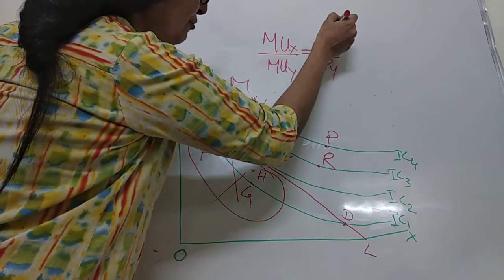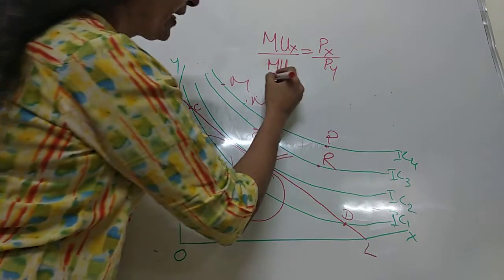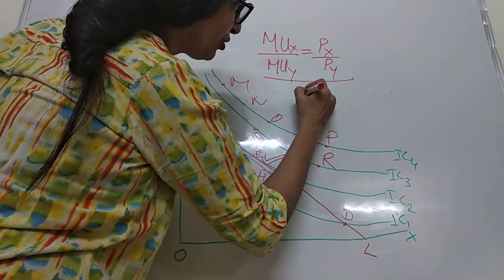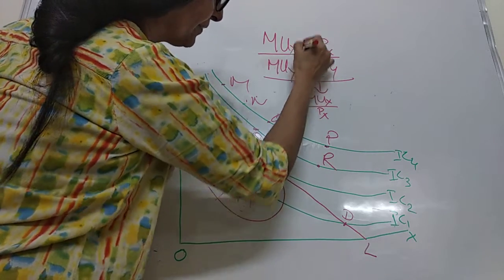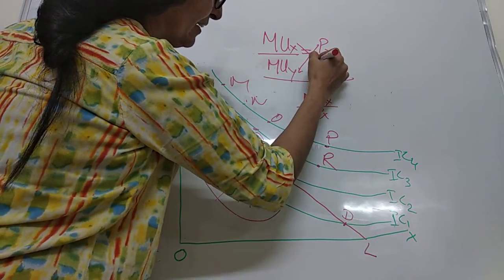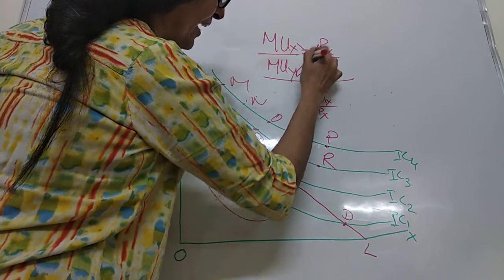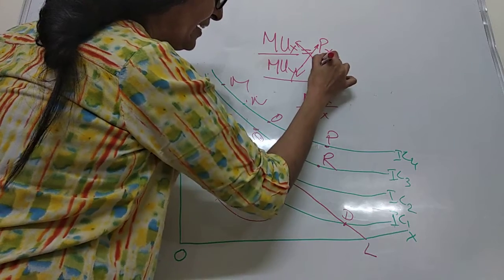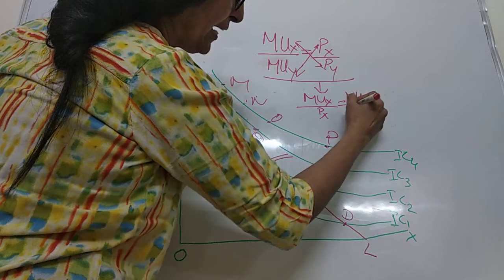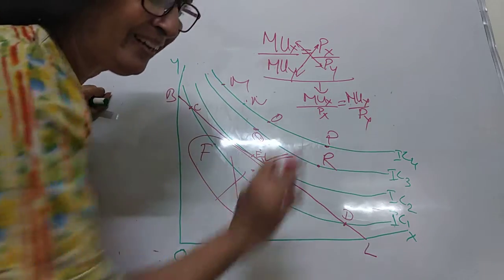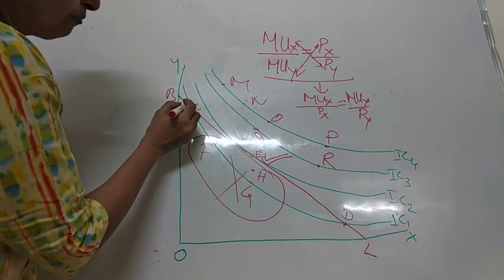Now children, if you see with a little close observation, you can translate this equation into MUX upon PX. Now cross here. If this goes there, crossing here, MUY goes up here. So MUX upon PX is equal to MUY upon PY. This can be done here, right? Isn't it? So, okay, now let's see what happens here.